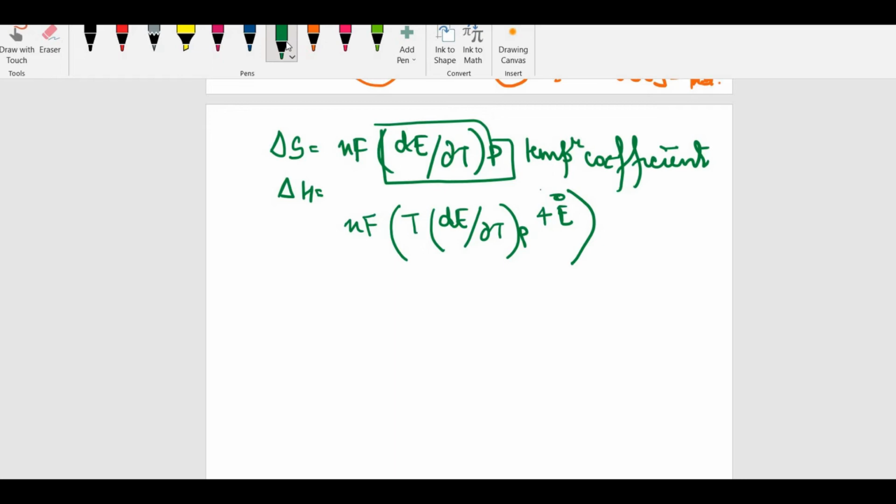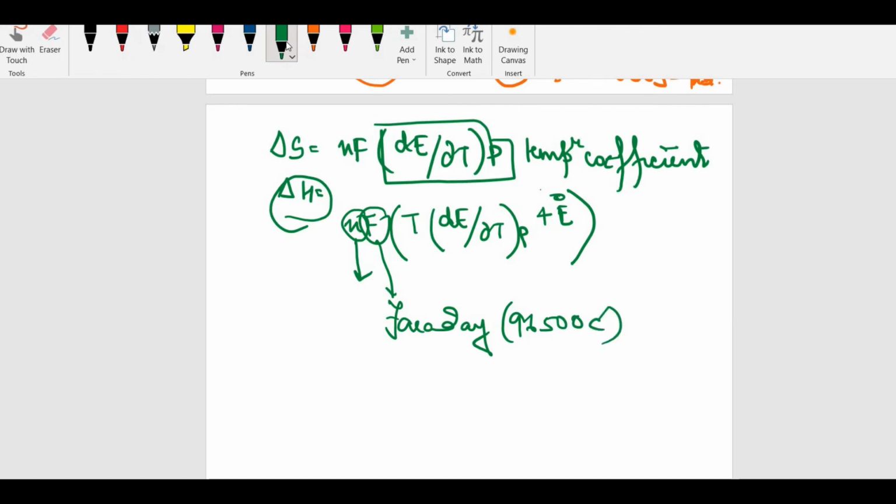What is mentioned is delta H at 300 Kelvin. You have to find this out. Is the number of moles mentioned? Now, this is not the number of moles here. Why? Because F stands for Faraday, right? Which has a value of 96500 Coulomb. So N here stands for the number of electrons lost or gained in that particular reaction.